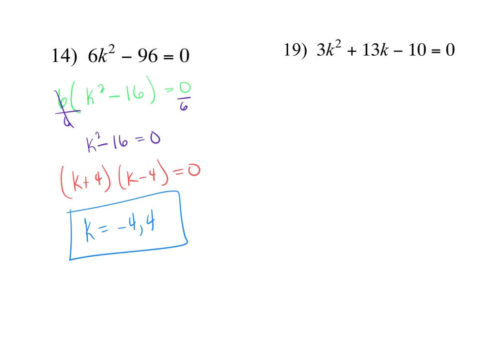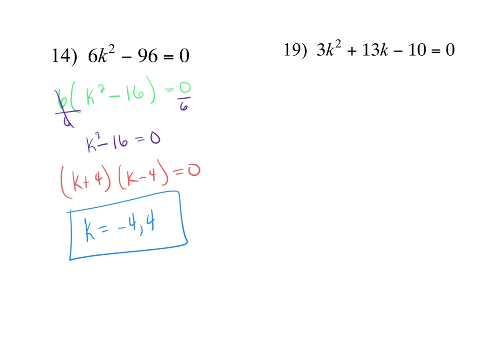When I look at this one, I do not have a common factor between 3, 13, and 10. Also, I have a leading coefficient that is something other than a 1. So it means I cannot just look at factors of 10 that add up to 13 because, 1, you won't find them, right? And 2, we're forgetting that we have a 3 in front if we do that.